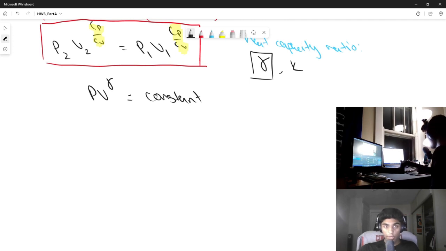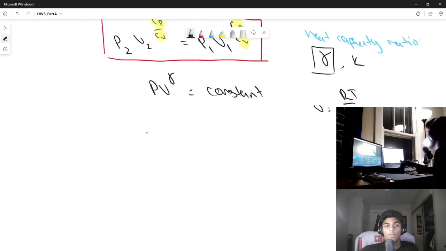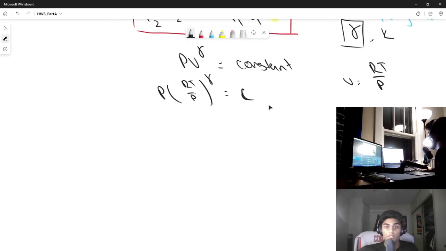So now we're going to go back to our ideal gas law and isolate for volume. And volume is going to be equal to RT over P. We're assuming 1 mole of gas, of course, as always. And so we have P times (RT over P) to the gamma is equal to, I'm going to call this constant C, just because it is a constant, and it's just going to be a culmination of constants in the very end. So what we have here is P times R to the gamma power, T to the gamma power, over P to the gamma power equals C.